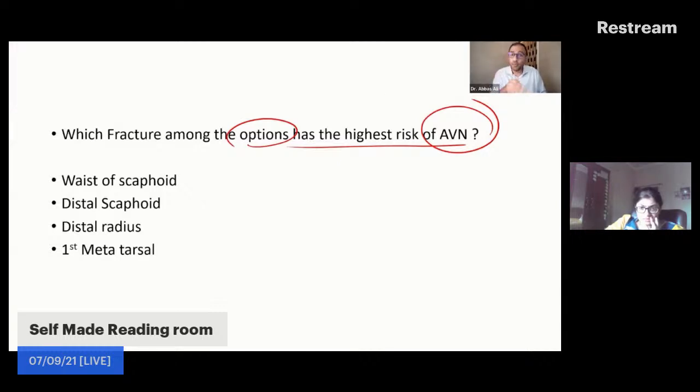Yes. Look at the options and answer. Don't write the option there, just see among the options. Yes, waist of scaphoid. Because again, I told you, the more proximal the fracture, the higher the chances of non-union and avascular necrosis. Excellent. Did you get this, Ranjit? Did all of you get this?